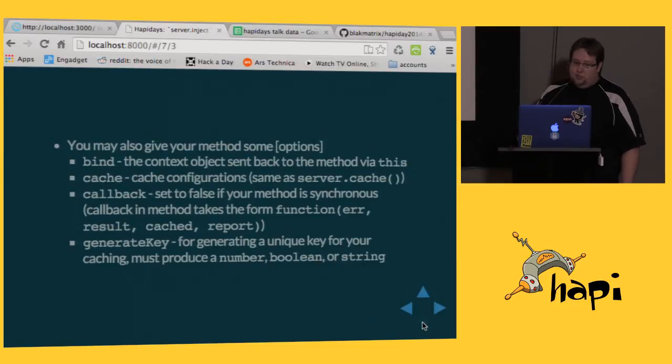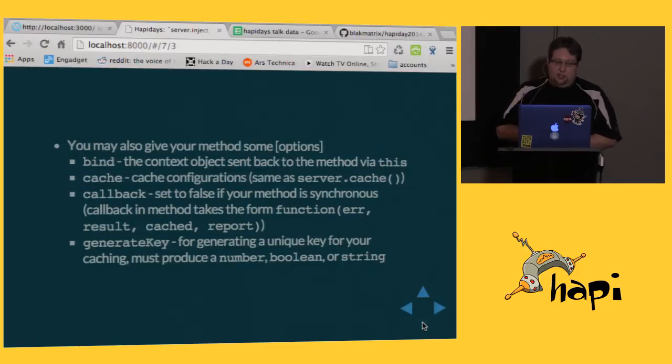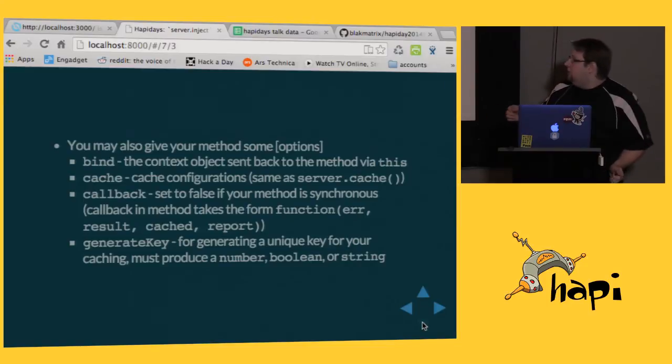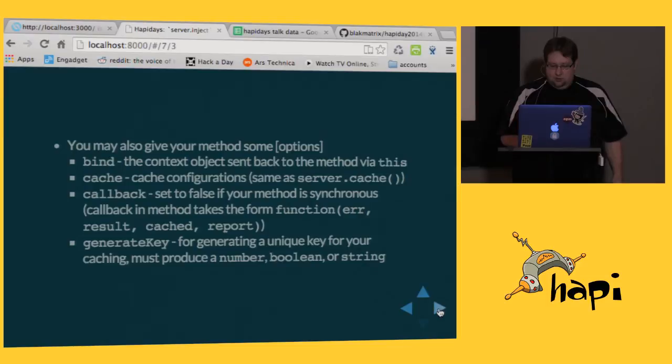You also can give it some options. Options are bind, cache, callback, and generateKey. Cache is the normal server.cache, so that's pretty straightforward. Callback, I haven't used this, but apparently you can make your server methods synchronous, and then your callback takes a little bit of a different form. And then there's generateKey for when your methods don't actually take a string or a boolean or a number or a JSON object as arguments. So you figure out a way to do that, and then you can utilize the cache.